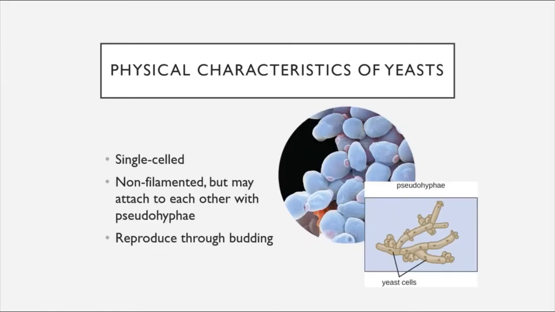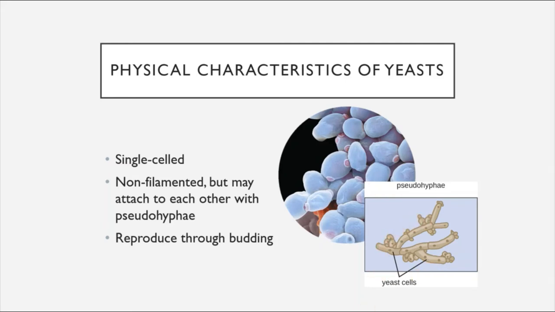So now that completes our discussion of molds, and we're moving on to yeasts, another type of fungi that is not multicellular like the molds, but single-celled. They are also not filamented. They are single-celled, as you can see in this image right here, but they may attach to each other through the production of these short truncated filaments called pseudohyphae that you can see depicted right here.